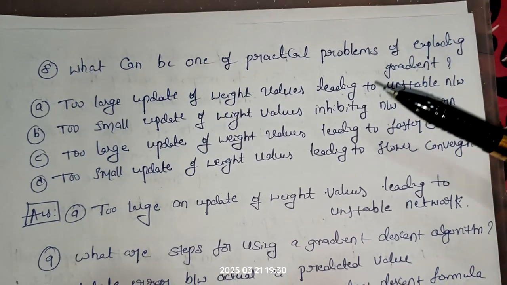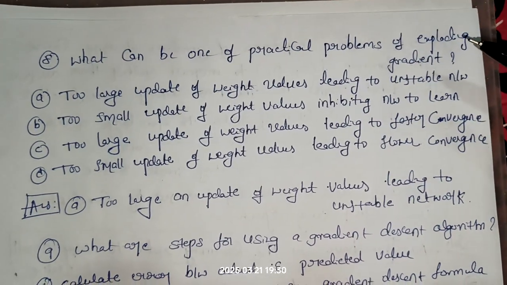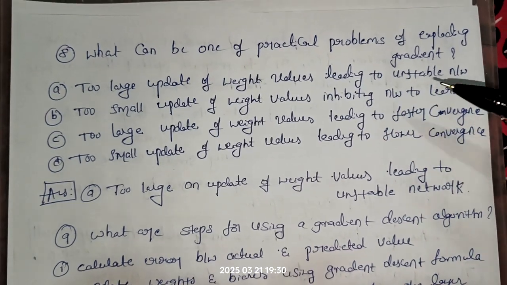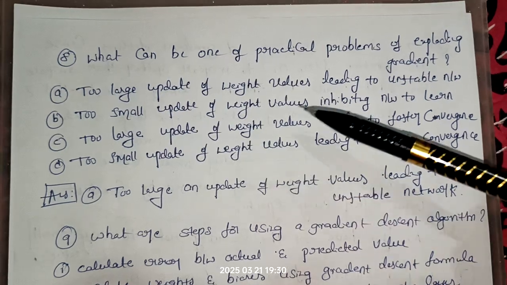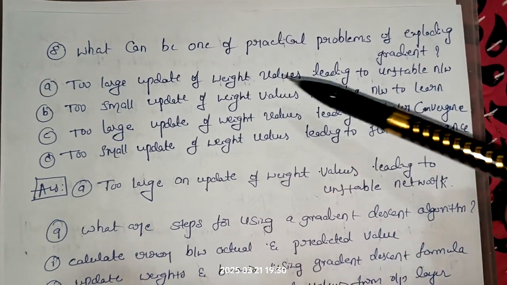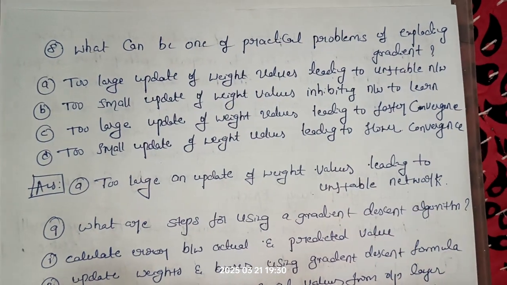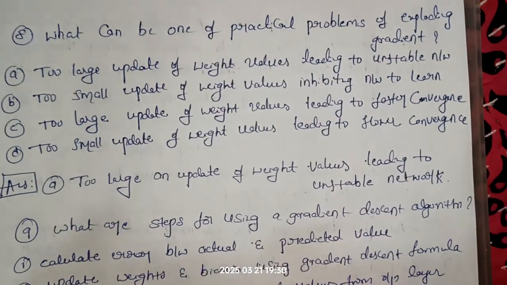The eighth question is, what can be one of the practical problems of exploding gradient? Too large an update of weight values leading to unstable network, and the remaining three you can read. The first one is the correct answer, that is, too large an update of weight values leading to unstable network.